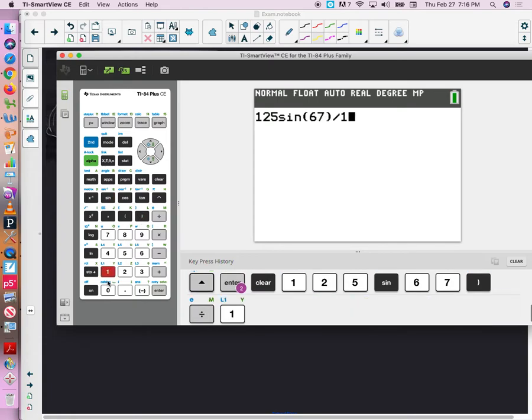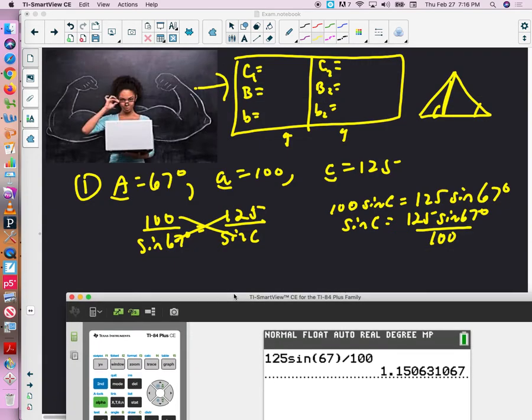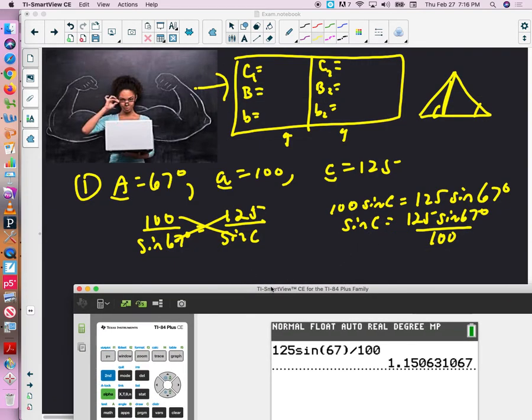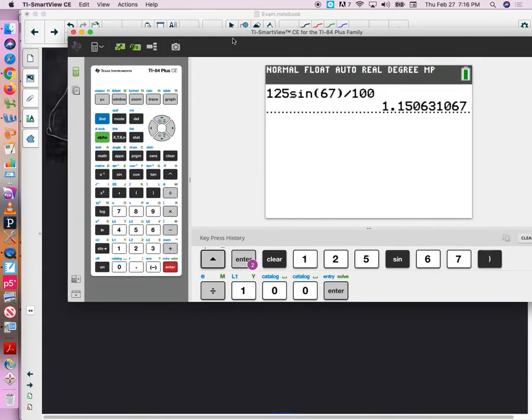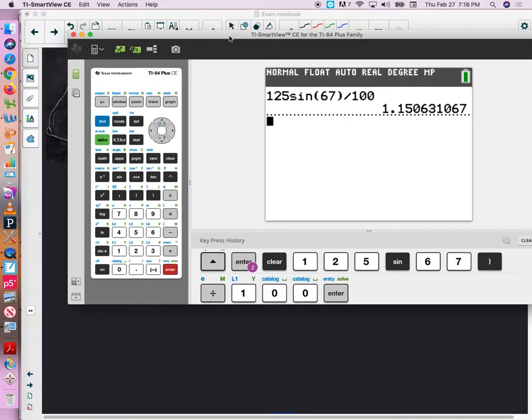Divided by 100. And now, even though it didn't come at me inverse sine, I'm going to have to unfortunately use inverse sine. And it'll only check the first quadrant for me. Oh, look at this. There's not going to be a triangle. Because sine can't be 1.15. It can't be that big. Sine can only go up 1 and down 1.